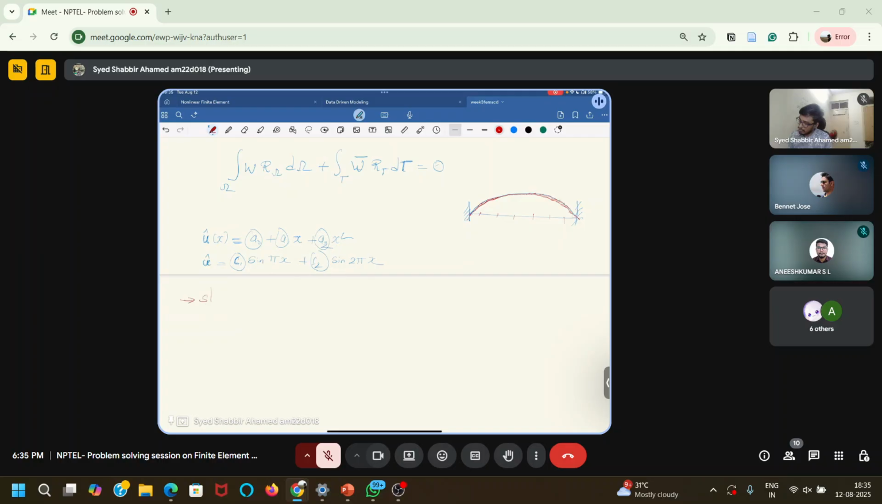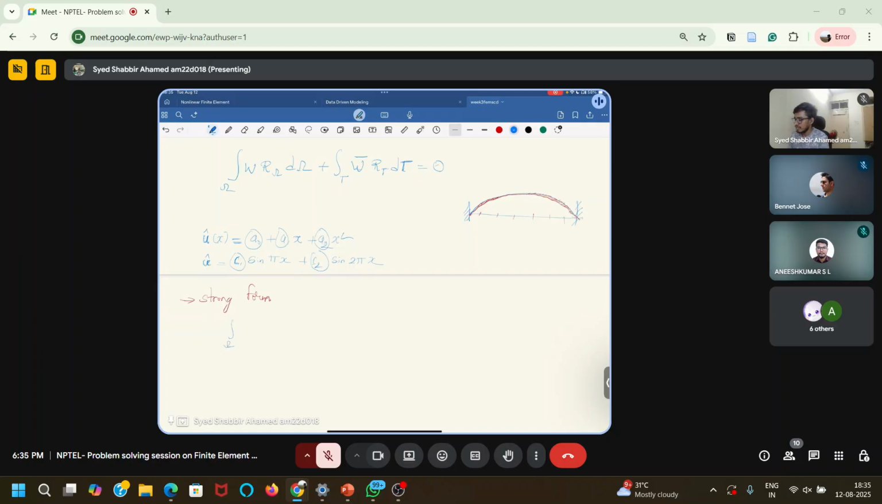One is called the strong form, and the other is called the weak form. So we will see what the strong form is and what the weak form is. Let's take the domain residual. The domain residual will be equal to, let's say, the domain residual is equal to 0.